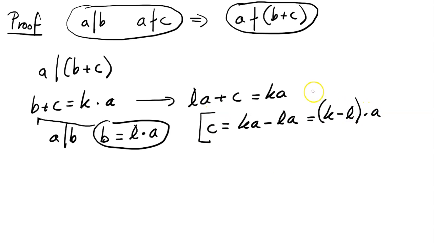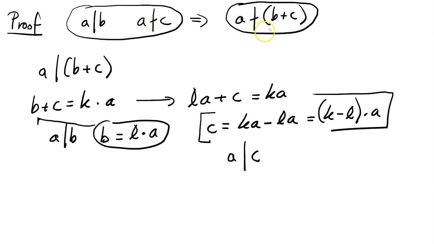So we have arrived at this. But what does this mean? It means that C is equal to an integer times A. And that means that A divides C. So that's the meaning of this. But we assumed in the beginning that A does not divide C. So now we have arrived at this contradiction. A cannot both divide C and not divide C. So now we have proved by contradiction.